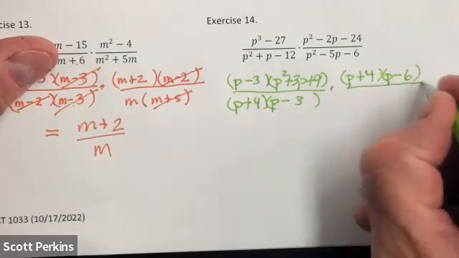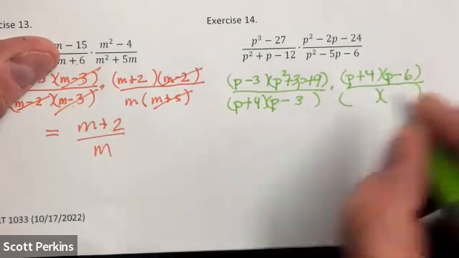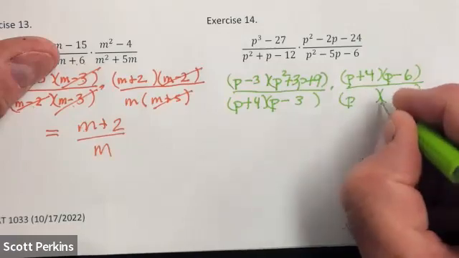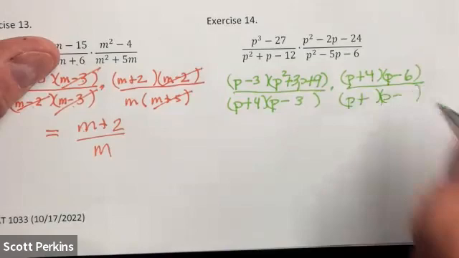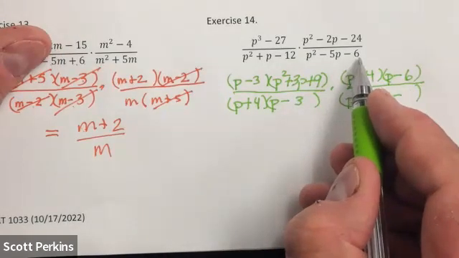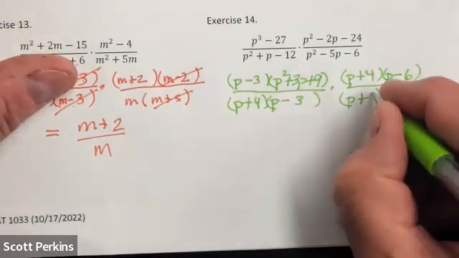And then last but not least, unfoiling again, p squared is p times p. And then the 6 is negative, so that tells me the signs are one of each. And then the two factors of 6 that are 5 apart are -6 and +1.